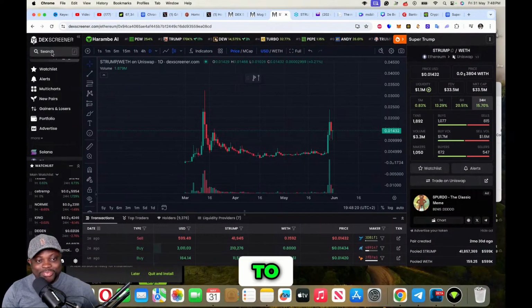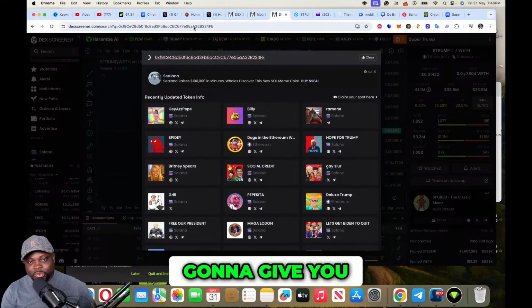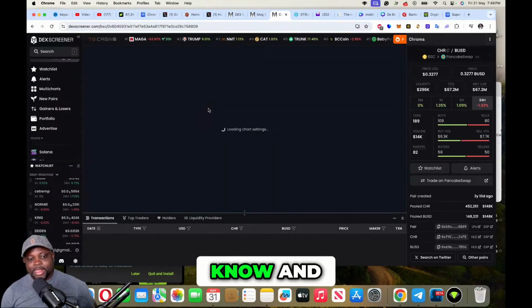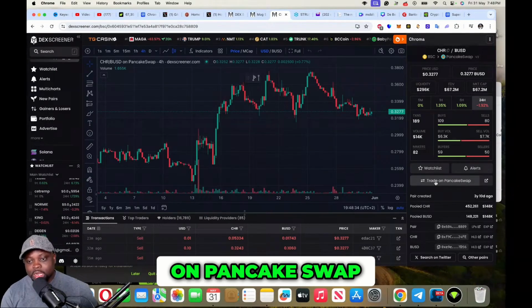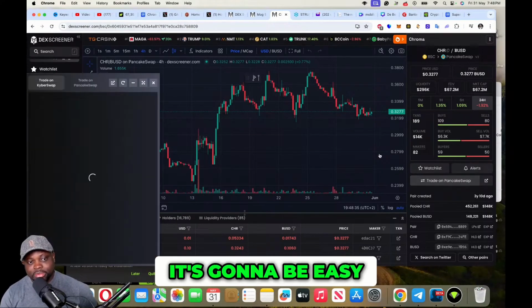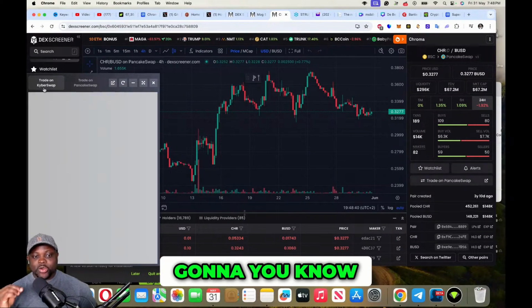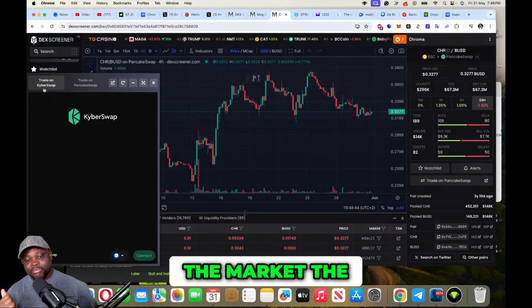Anyways, let's go to, and you paste the contract address there. It's gonna give you the coin. This is the first one. Click on that, and for you to be able to do this, you can do this on PancakeSwap, and it's gonna be easy. Trade on KyberSwap. KyberSwap is an aggregator. It aggregates and gives you the best price in the market, the best network.